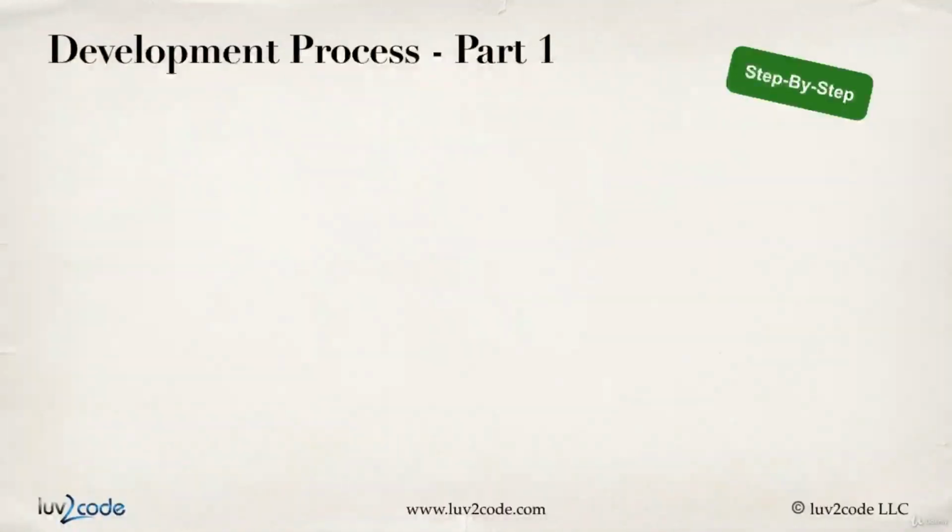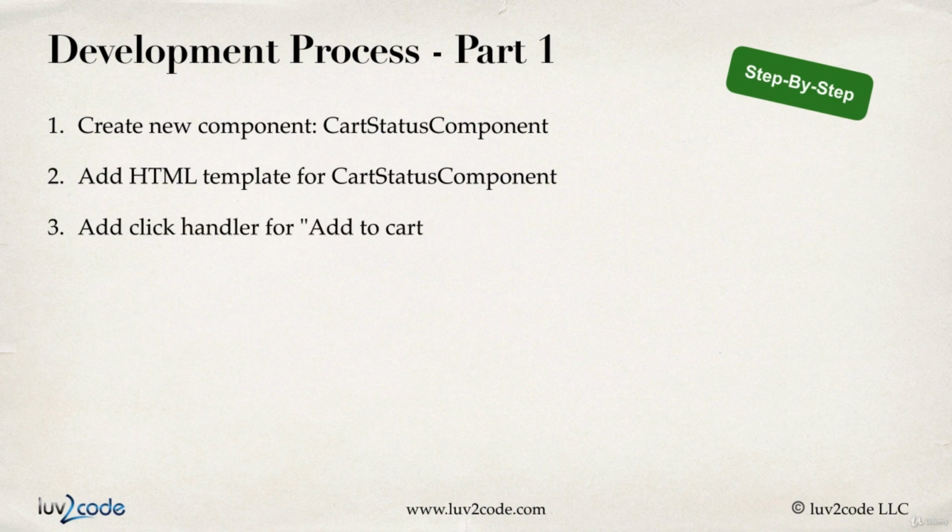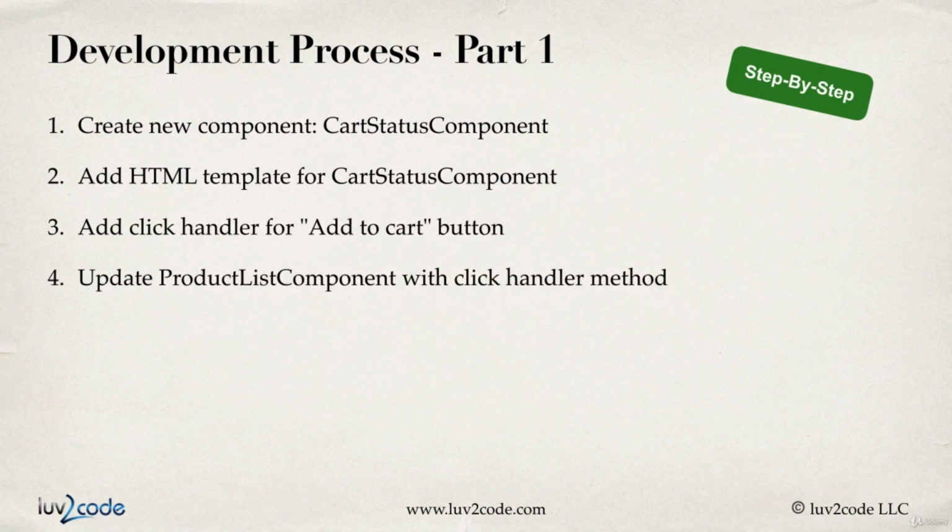Alrighty, so here's our development process, part 1. We're going to create this new component for the cart status component. We'll add the HTML template for the component. Next, we'll add a click handler for the add to cart button. And then we'll update our product list component with the click handler method.